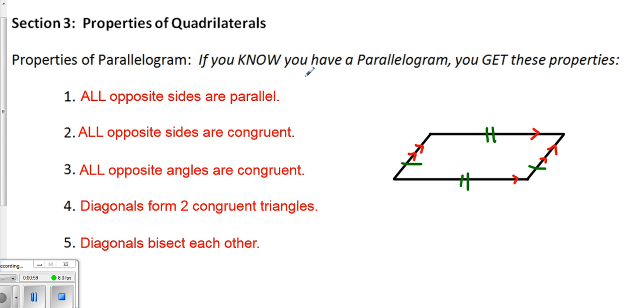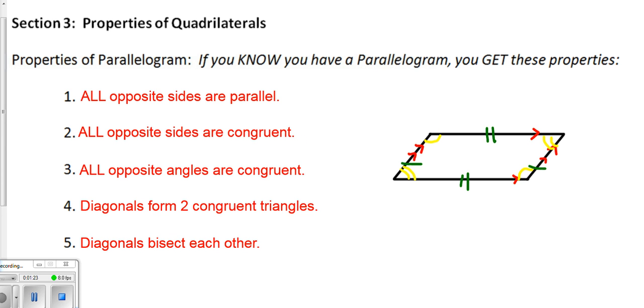You know all opposite angles are congruent. So this angle has to be the exact same as this angle. This one, I'm going to do 2, has to be the same as this one. These are opposite of each other, across from each other, not next to each other or consecutive. So the opposite angles are congruent to each other.